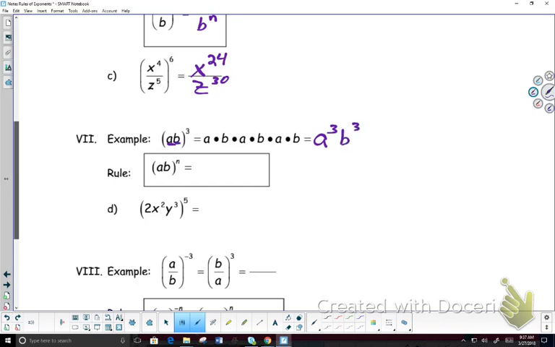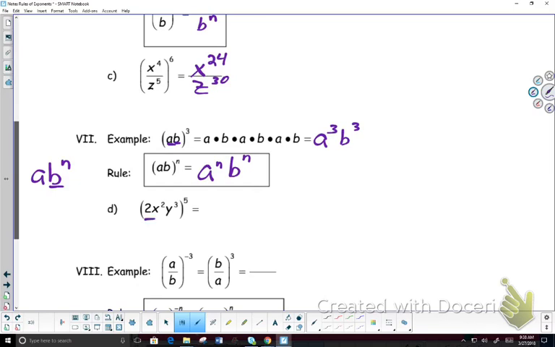So the rule is (ab) to the n would be a to the n, b to the n. That is totally different than if I had a(b to the n). The only thing being raised to that nth power is the b in this case. The a has nothing to do with it. Okay, so this is a common mistake.